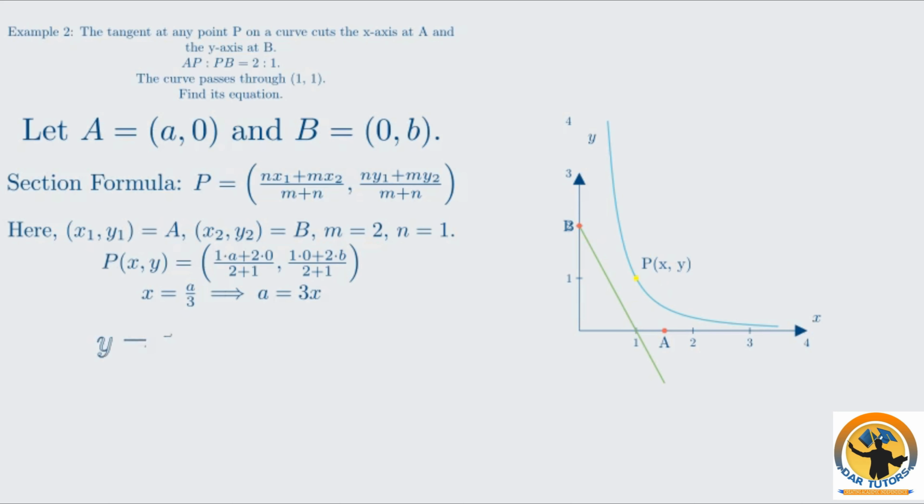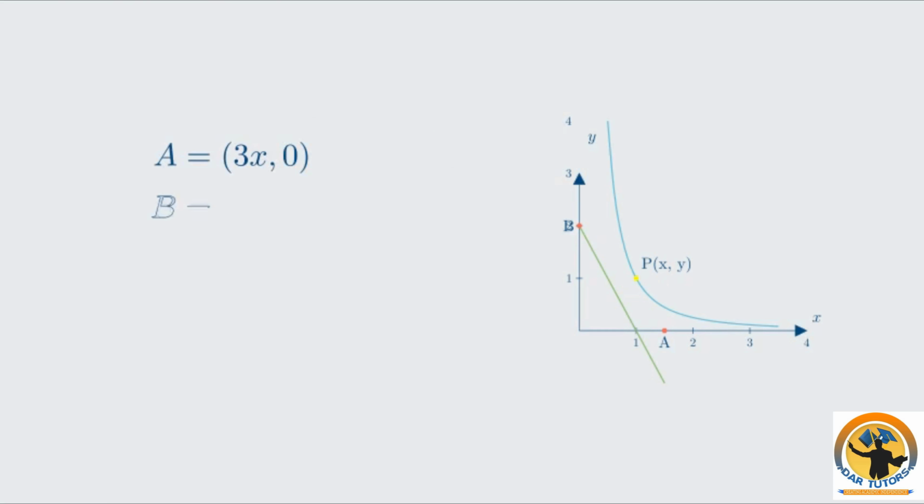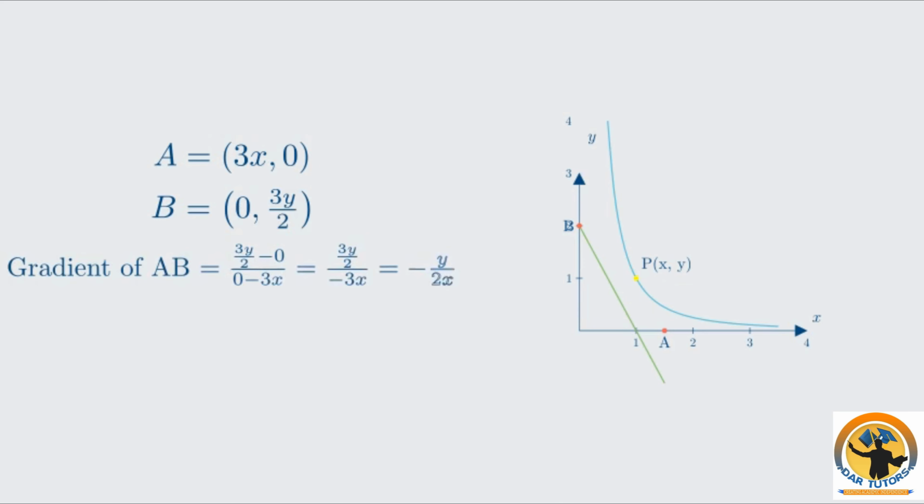Similarly, the y-coordinate of P, which is y, equals 1 times 0 plus 2 times b, all divided by 3. This simplifies to y equals 2b over 3, so b equals 3y over 2. So we have found the coordinates of the intercepts in terms of x and y. A is (3x, 0), and B is (0, 3y/2). Now we can find the gradient of the tangent line AB and set it equal to dy/dx. The gradient of AB is the change in y over the change in x, which is 3y/2 minus 0, divided by 0 minus 3x. This simplifies to negative y over 2x.